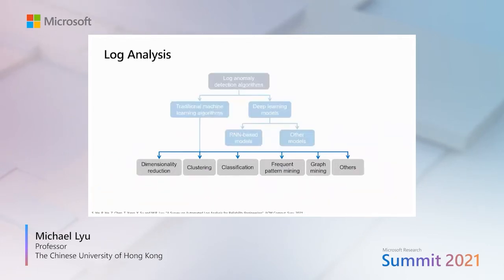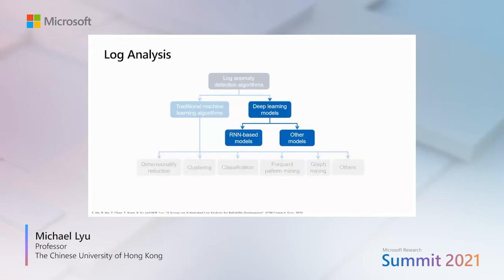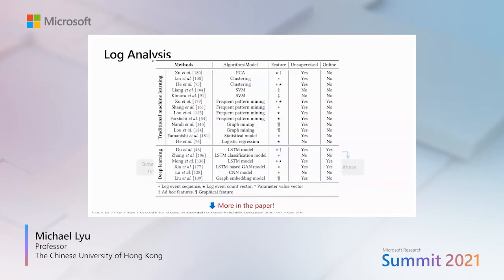Most of these methods belong to traditional machine learning algorithms like clustering, support vector machine, classification techniques, and frequent pattern mining algorithms. Besides, some papers discuss how to utilize deep learning models to conduct anomaly detection from the log sequence. This is an overview, classification, and comparison of these methods in a survey paper recently published.